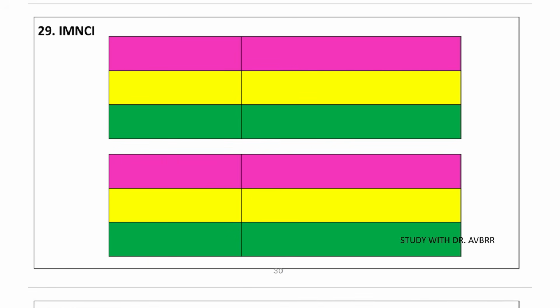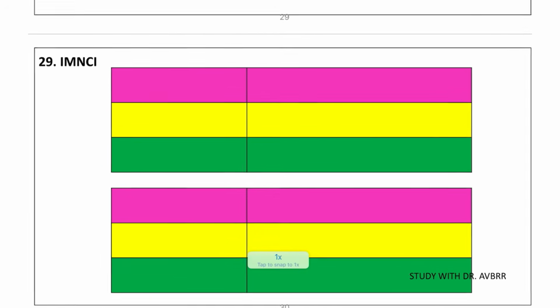Next, IMNCI guidelines. In the IMNCI guidelines, we are first going to see pneumonia. So, green means normal, guys. So, there is no pneumonia. Yellow, the patient is having pneumonia. And here, this patient is having severe pneumonia.